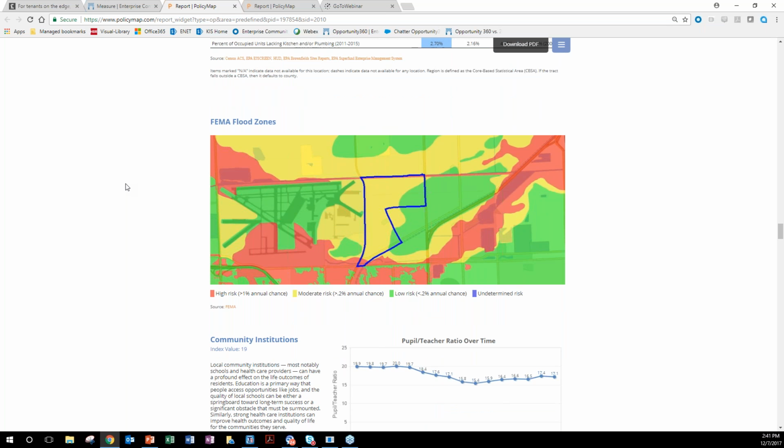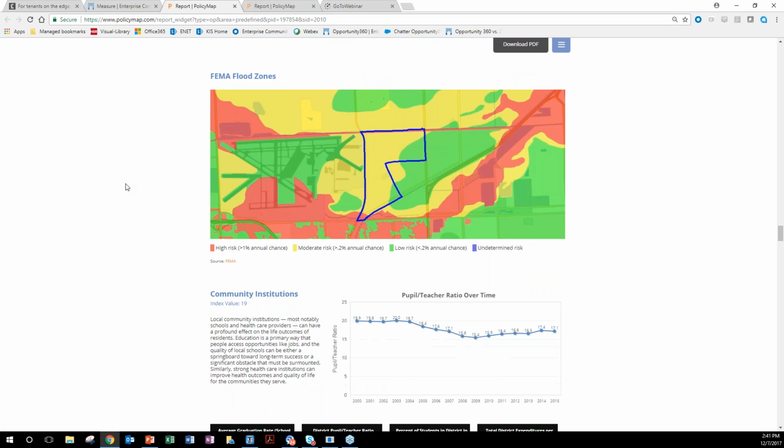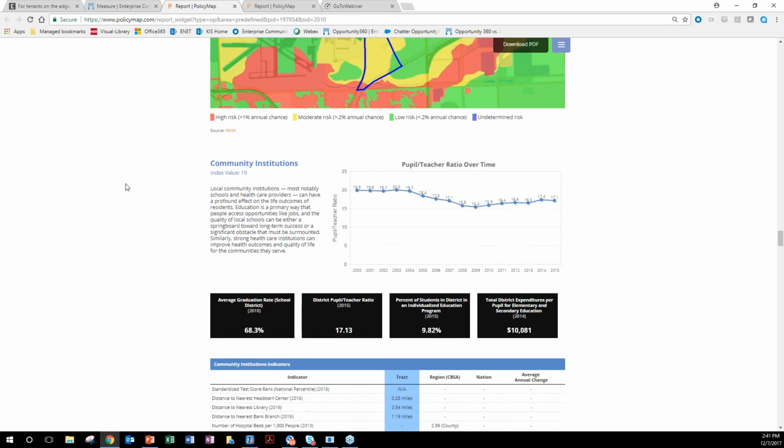So I would say there's a little tip of that bottom of this particular community that's in the flood zone, and maybe a little bit at the top. So there's some of those kinds of issues. Those are important for the cost of insurance for people who live in this particular neighborhood and community.